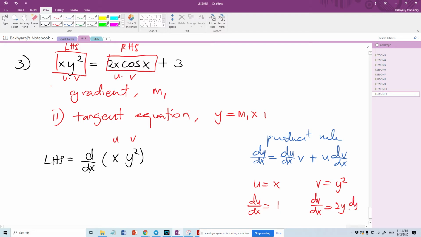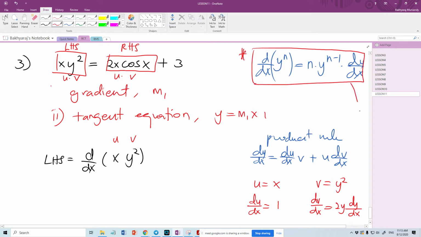2y dy/dx. Remember, when you differentiate y squared, I taught this formula. When you differentiate y to the power of n, you get n y^(n-1) times dy/dx. Okay, this formula I have taught you before. So we are trying to use this formula here, we want to bring this formula here.